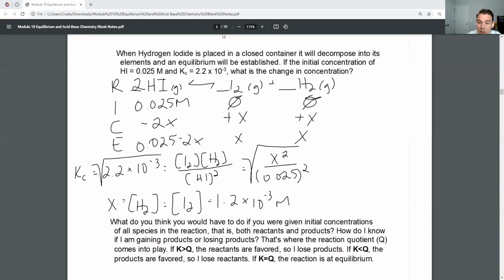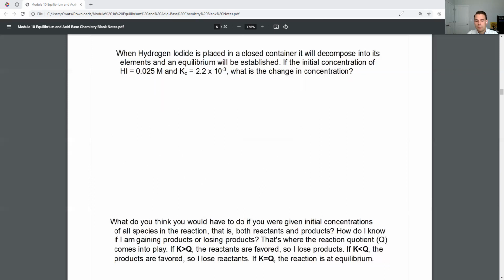Now, this question is just asking what's the change in concentration. So that would be the change. But I'm going to go ahead and solve for the hydrogen iodide. Again, we're going to do 0.025 minus 2x, which ends up giving me 0.023 molar. See, barely changing. That's why we're able to neglect that minus 2x. Now, I'm going to erase this because I have to scroll down a little bit.